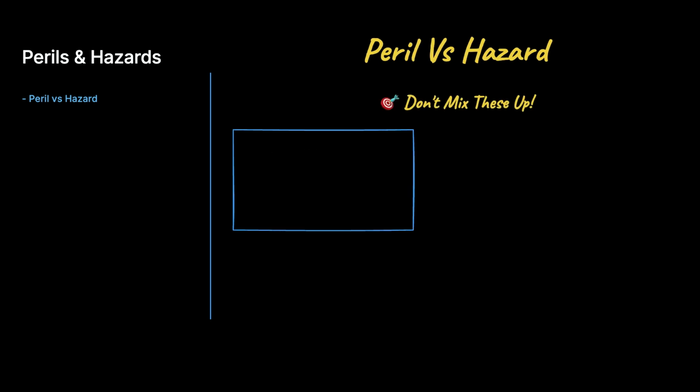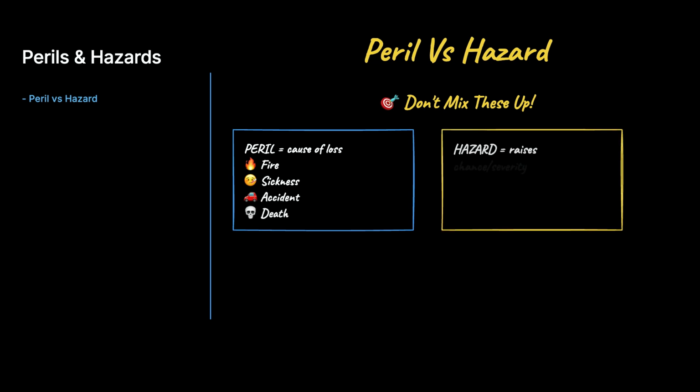Next, tackle a pair the exam confuses on purpose, peril and hazard. Keep them apart for easy points. A peril is the cause of a loss. Fire, sickness, accident, and death are all perils. A hazard is different. Anything that increases the chance or severity of a loss. The fire burns the house. The oily rags made it likelier.